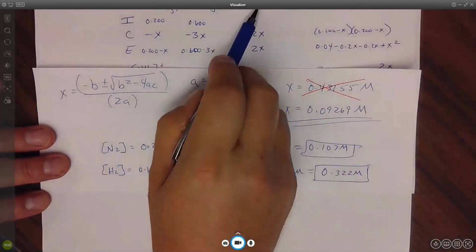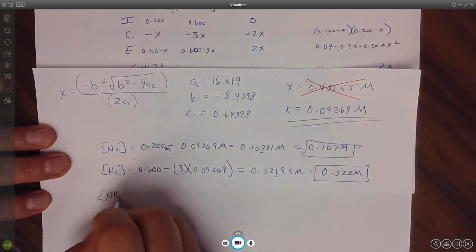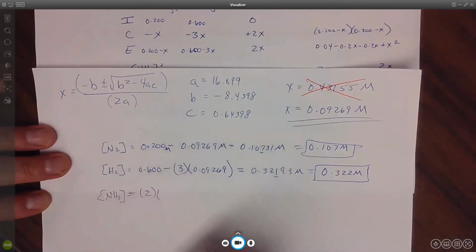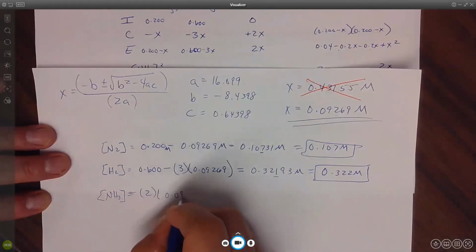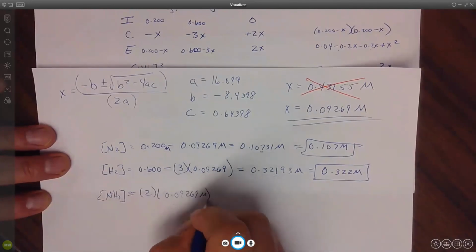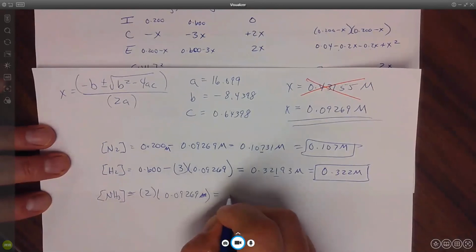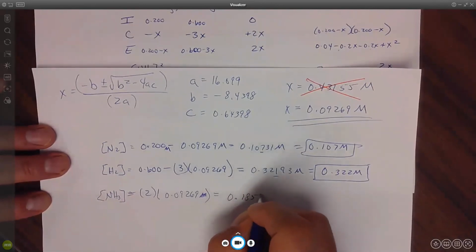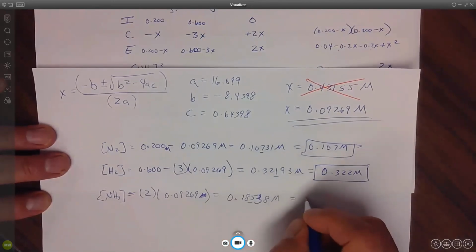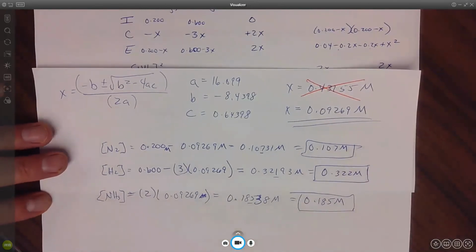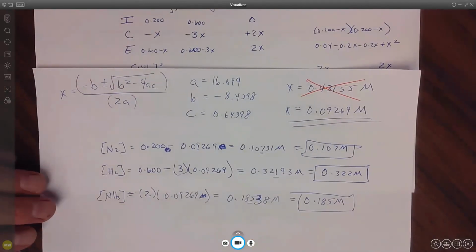And then finally, our ammonia is just equal to 2x, and that then is going to be 0.18538 molar, or 0.185 molar. Any questions about that?